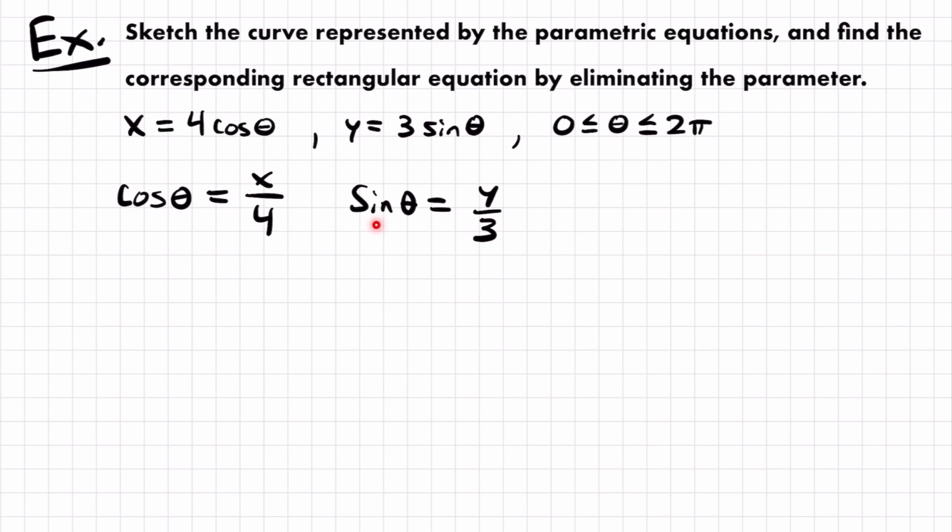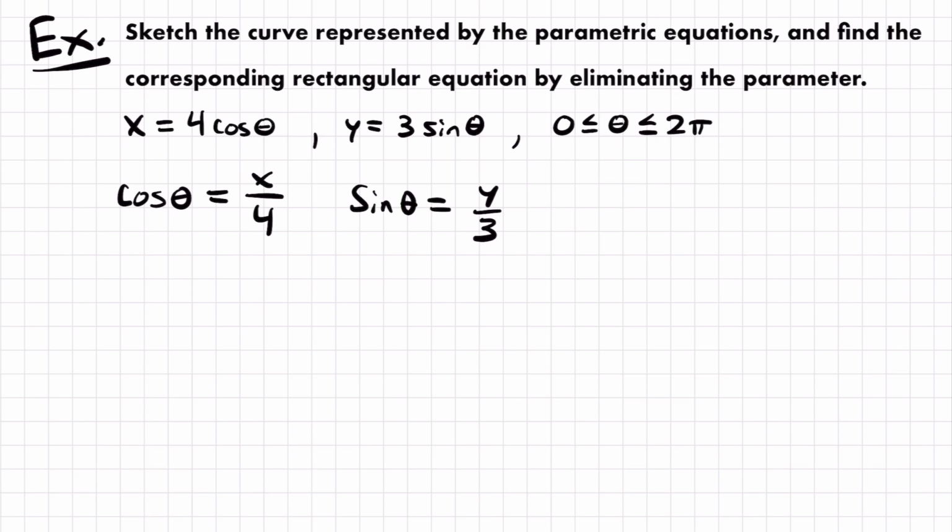You want to isolate your trig functions and have them equal to something in terms of x or y. At this point, you do not want to use an inverse trig function to solve for theta and then plug it into the other equation. That's not going to be very nice. It will be very messy and pretty inefficient. What you want to do instead is make use of your trigonometric identities.